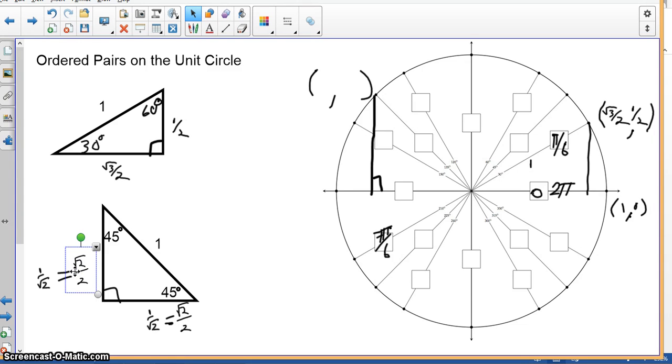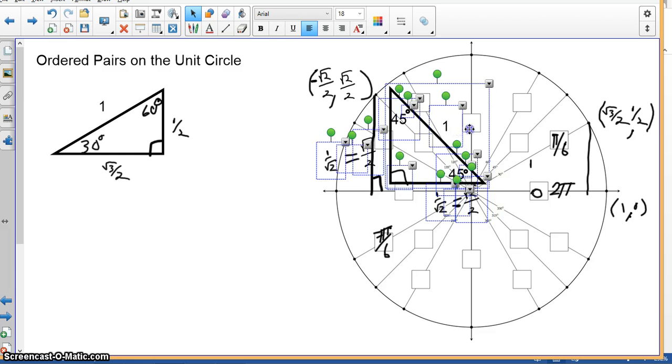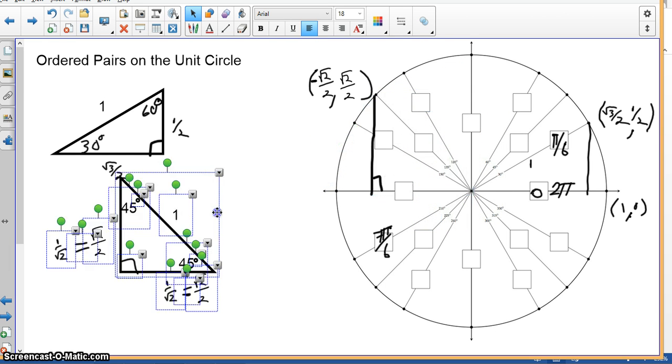So what that means is, over and up, you go up root 2 over 2, so that's the y value, and you go over root 2 over 2, that's the x value, except, wait, we went to the left. So it's negative. It's negative root 2 over 2. So the coordinates are negative root 2 over 2, positive root 2 over 2, because we go to the left and up.